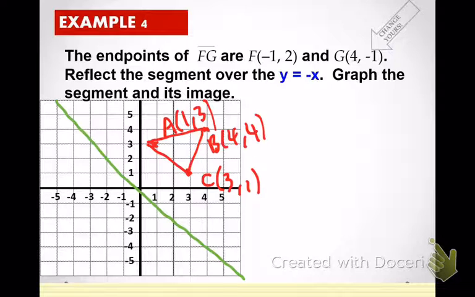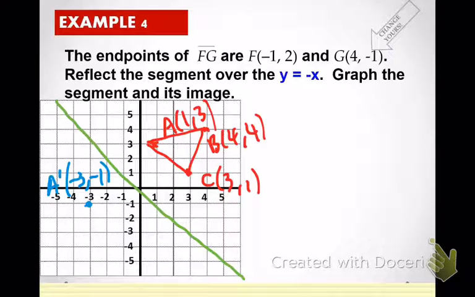Somebody tell me, what would the coordinates of A prime be? Negative 3, negative 1. Yes. You switch the order, change both signs. So it becomes, as you said, negative 3 over, negative 1 down. Let's do it in a different color. Use blue here. That's A prime. A prime is negative 3, negative 1.